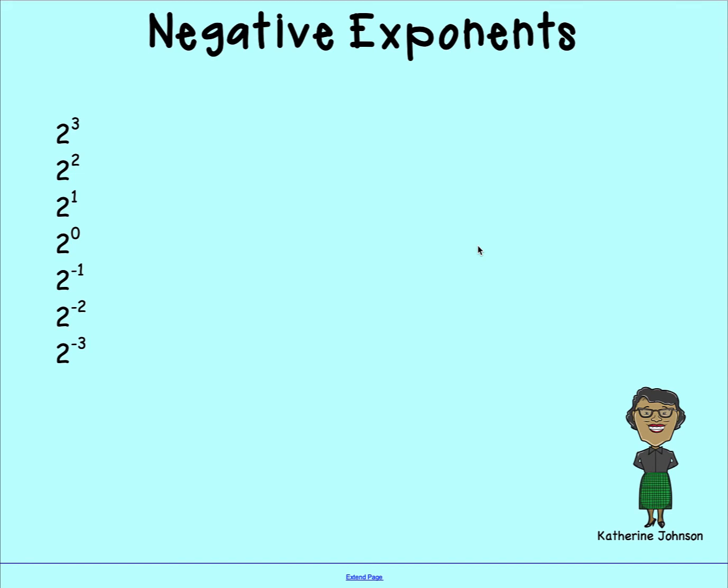So in this video, we're going to talk about negative exponents and how we deal with them when we see them in a problem. So let's just go ahead and do a little bit of backwards work. We know that 2 to the third is 2 times 2 times 2, which is 8. And if I expand the rest of these, I get this.